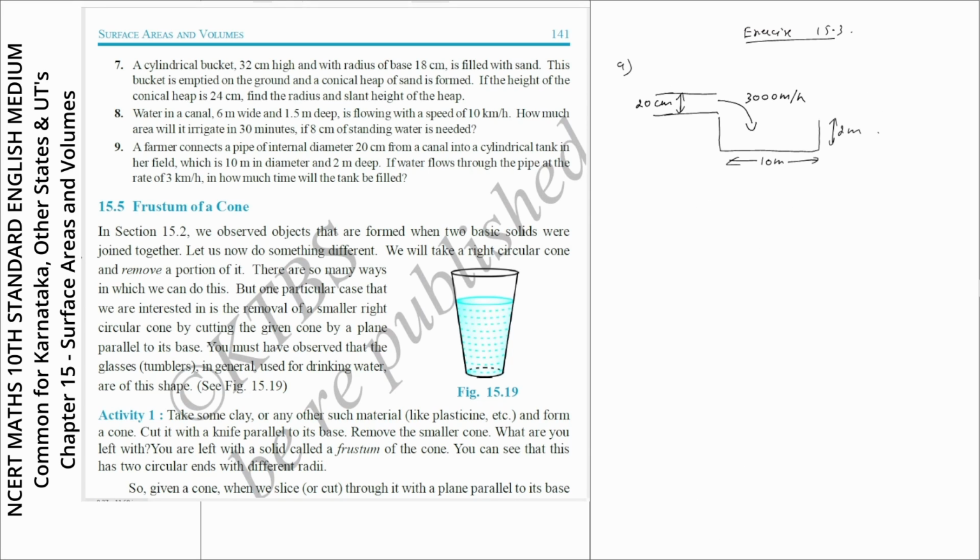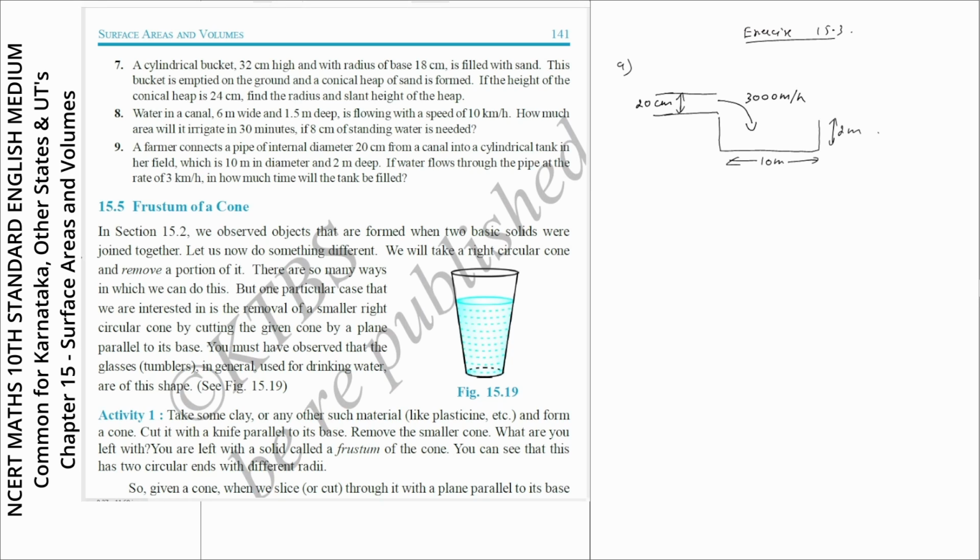Exercise 15.3, question number 9. A farmer connects a pipe of internal diameter 20 centimeter from a canal into a cylindrical tank in a field which is 10 meter in diameter and 2 meter depth. If water flows through the pipe at the rate of 3 kilometers per hour, in how much time will the tank be filled? So there is a field of a farmer, and there is a tank inside the field, and the tank's dimension is 10 meters in diameter and 2 meter in depth.